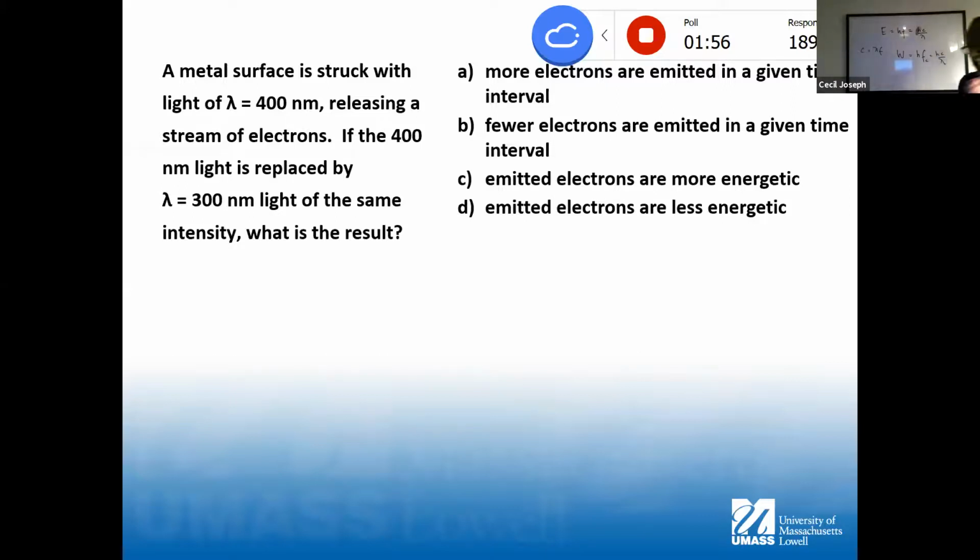Remember, we're still treating this, the photoelectric effect, as two things bouncing off of each other. The only way to get more electrons to eject is to hit it with more photons. In this case, you're not hitting it with more photons, you're actually hitting it with fewer photons, because at 300 nanometers the light is more energetic, so you need fewer photons to get to the same intensity.